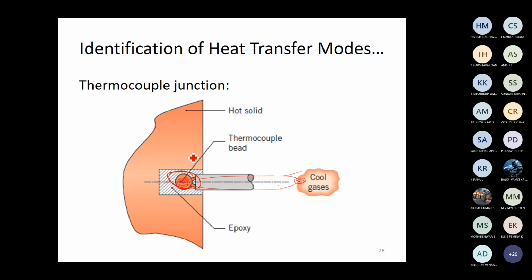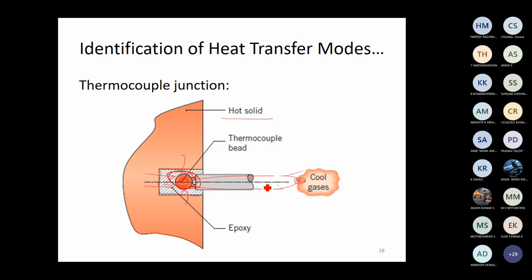Okay, now in this particular example, we are trying to measure the temperature of a hot solid. We are not trying to measure the temperature of hot flowing gases. So, hot solid. What is there? We have something called a thermocouple well, or thermowell. Into this thermowell, we introduce this particular bead. So heat is conducted from the hot surface across the thermowell towards the bead of the thermocouple.